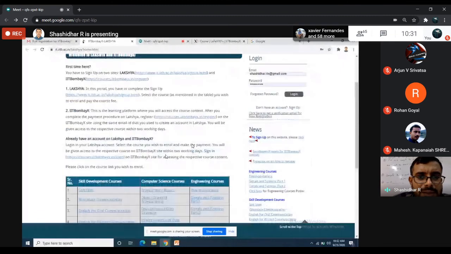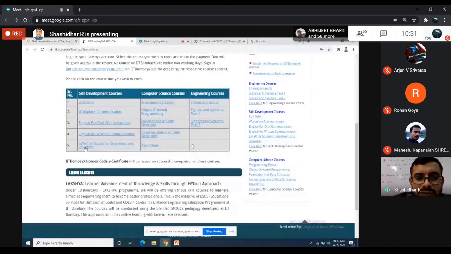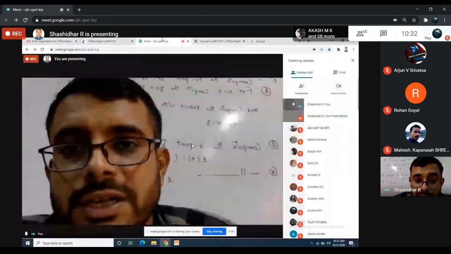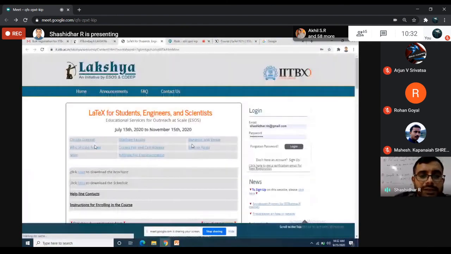It's 325 rupees, that course is 325 or 345. So you go and register for LaTeX for students, engineers, and scientists. Really, it's helpful for you. That's why all of you should register and make use of it. After you complete this, IIT Bombay will give a certificate.